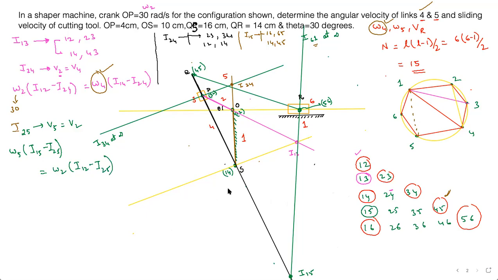So it would be better to take 4 5, but still, let's find out 2 5. In this method, you will at least know how to find out all the instantaneous centers, right? Let's take 2 5, connect 2 5. Look, to find out I25, here itself I'll find out. To find out I25, you have two triangles.